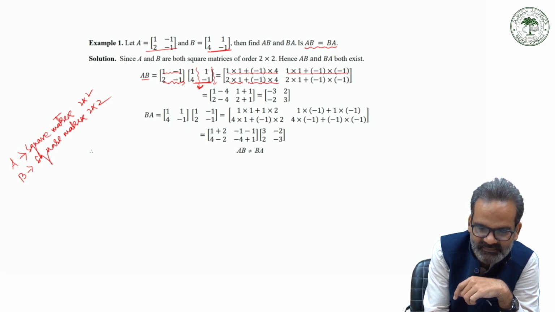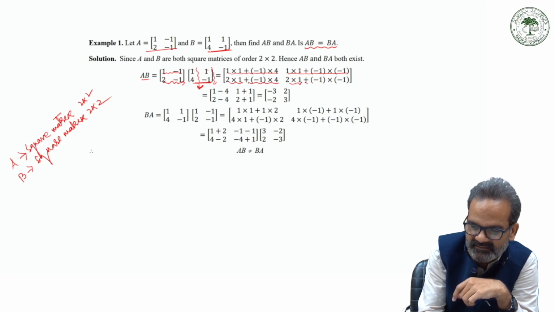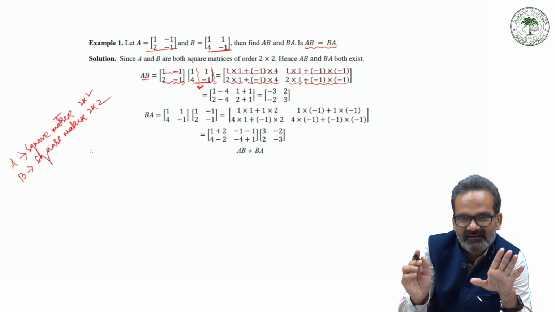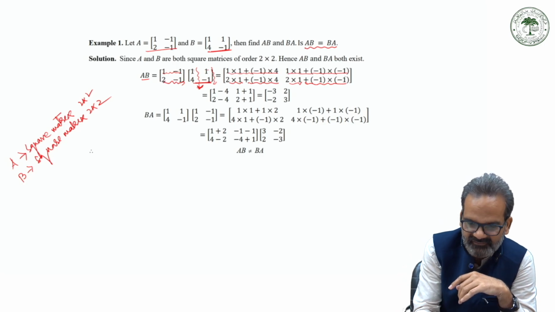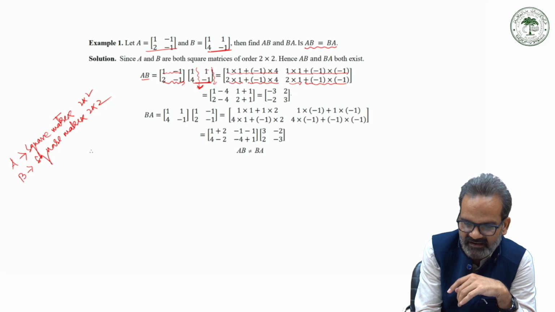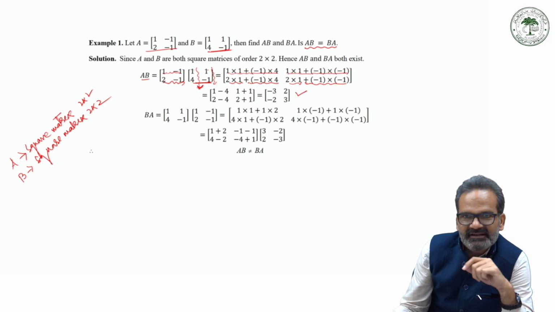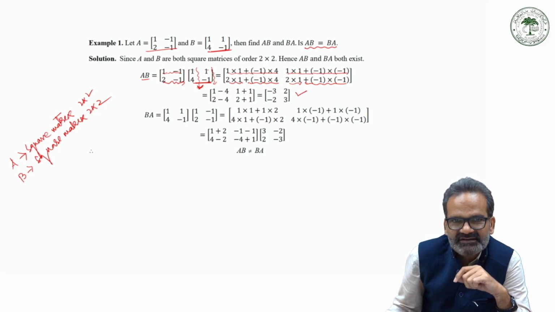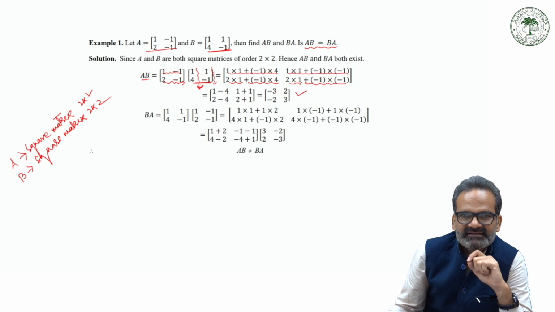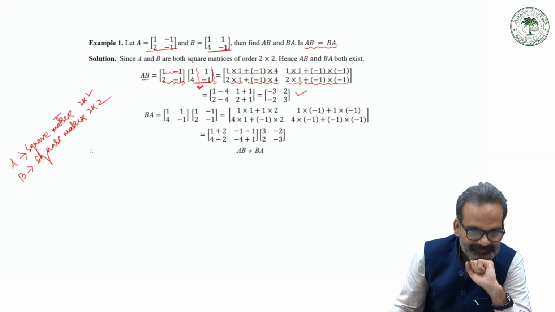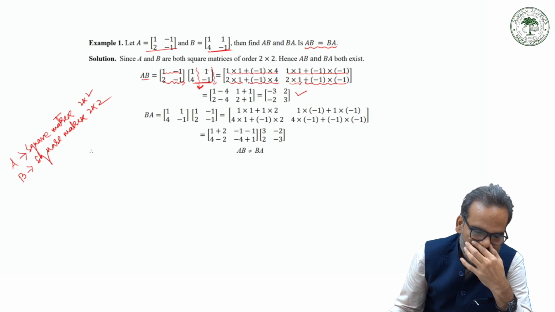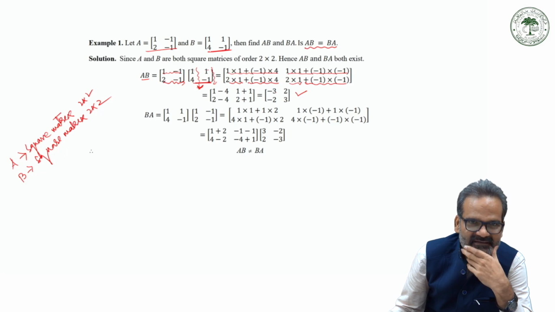The second row should be multiplied with the second column: 2 into 1 plus minus 1 into minus 1. Clear? Are you getting the operation? Now simplify it. After simplification you will get this, and finally minus 3, 2, minus 2, 3 is the product of the two matrices A, B. So this is how we can find the product of any matrices.